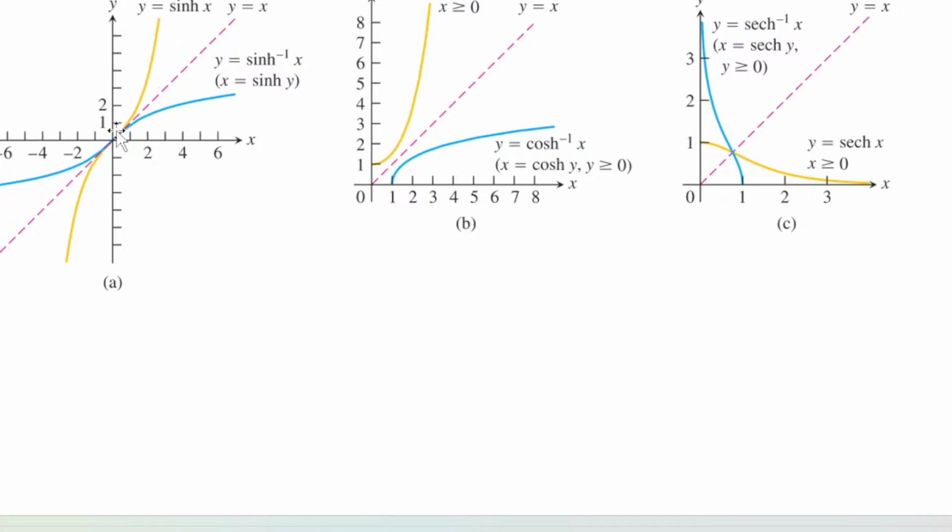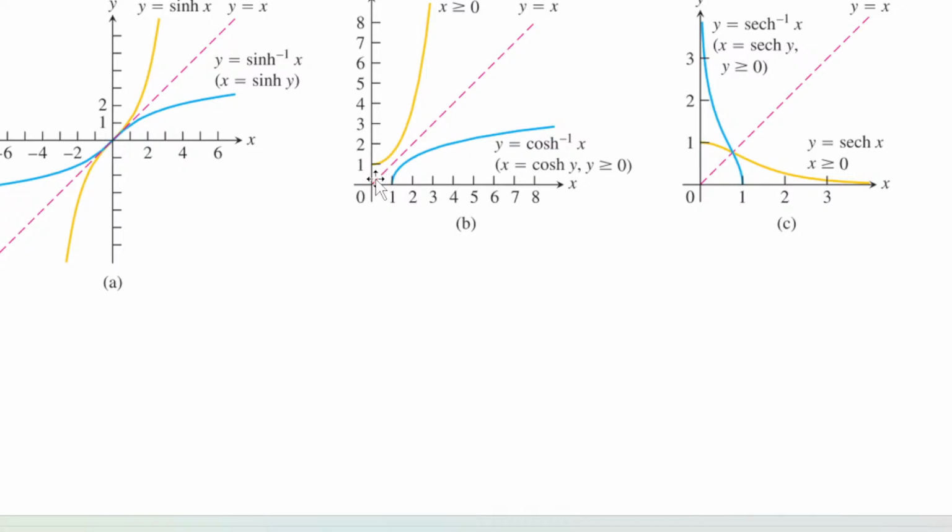This is the original function. Yellow is the original function. This is the inverse. Inverse means reflection with respect to this pink line, y equals x, right? Mirror image with respect to this line. Blue is the inverse of yellow. Yellow is the inverse of blue, right? Here also, yellow is the inverse of blue. Blue is the inverse of yellow.